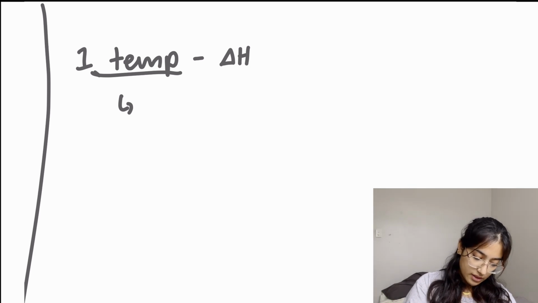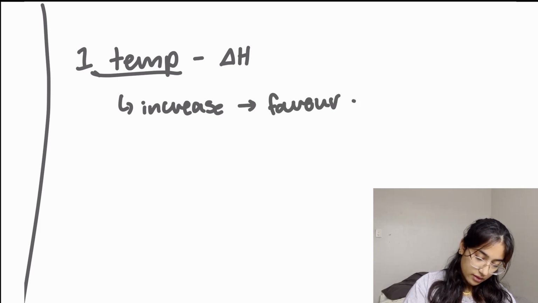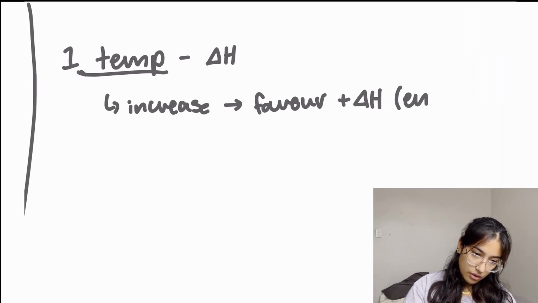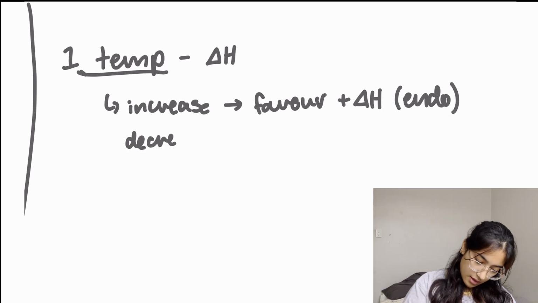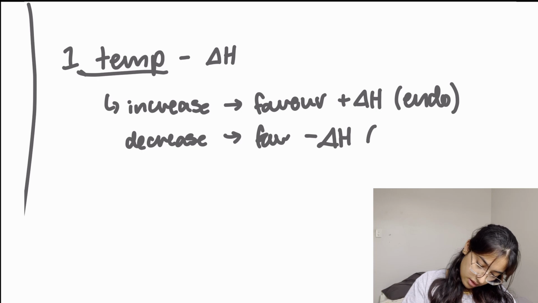So just to quickly summarize what the actual answer would be. If you increase the temp, then it will favor the positive delta H, which is endothermic. If you decrease, then it will favor the negative delta H, which is the exothermic.